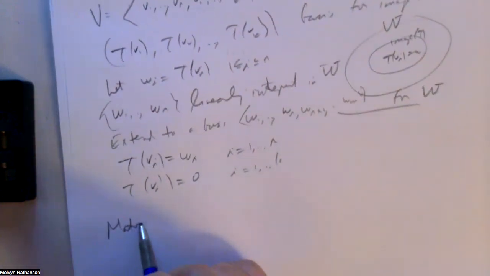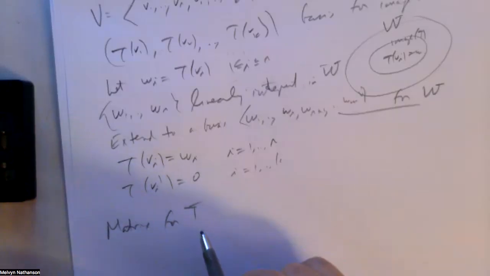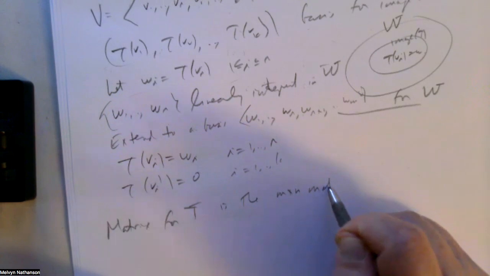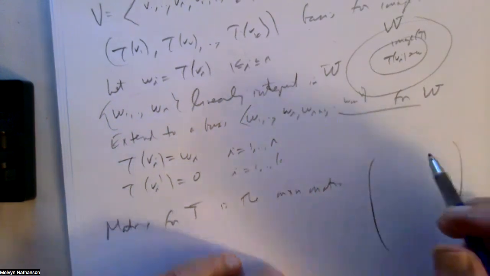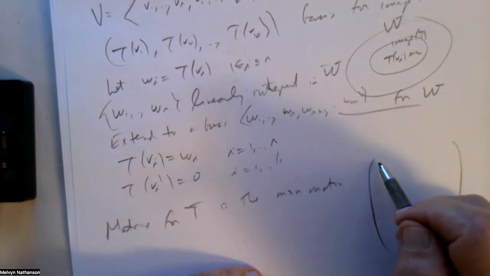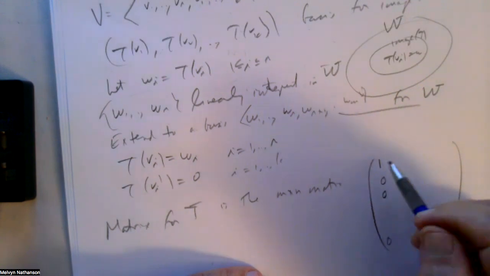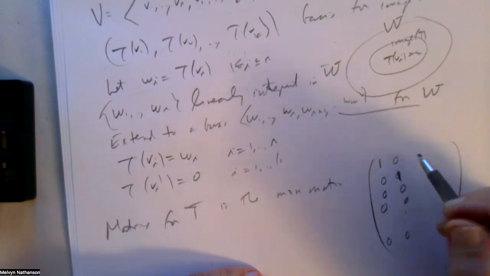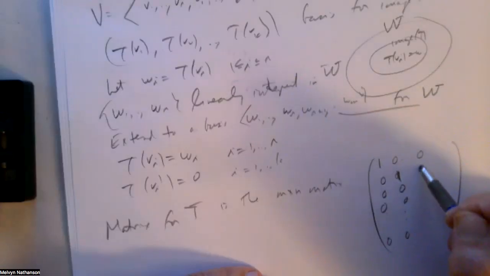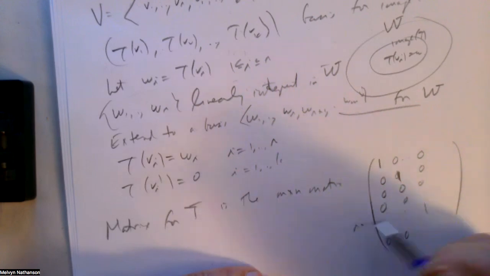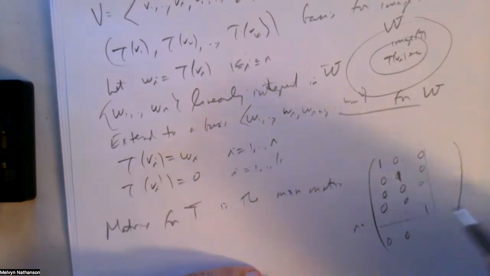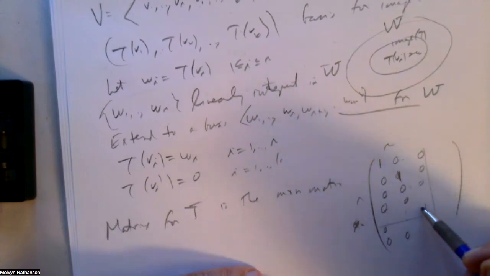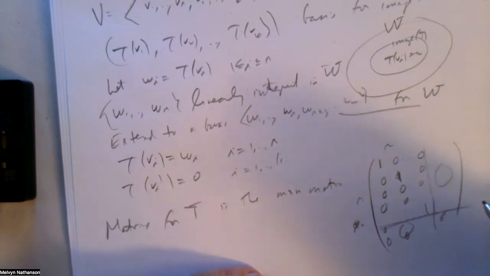So the matrix for T with respect to these two bases is the m by n matrix, which looks like this. T of V1 is W1. T of V2 is W2 up to T of VR. This is the rth row. They're ones down the diagonal. So this is like the R by R submatrix. This is just ones down the diagonal, like the identity submatrix, and everything else is 0.